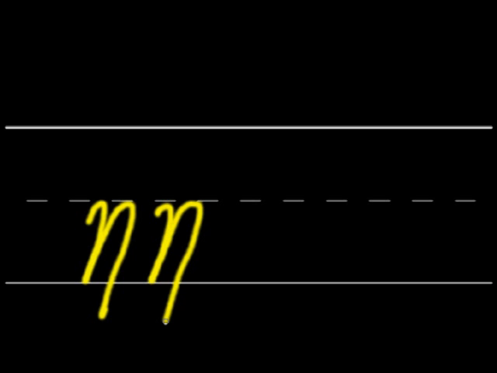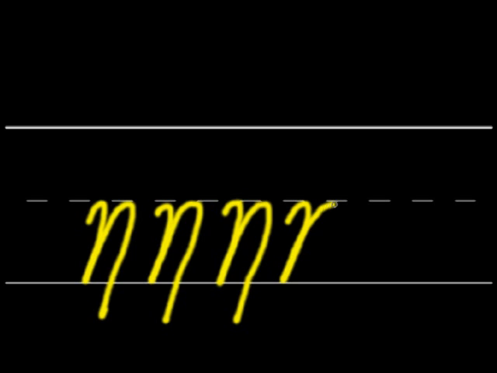Now we're going to do eta. Notice the tail of eta goes below the line. Do not associate this with an N, associate it with an H, because the name H has the same sound as eta, and it looks something like an H, and certainly the capital Eta looks exactly like an H. So that's Eta.